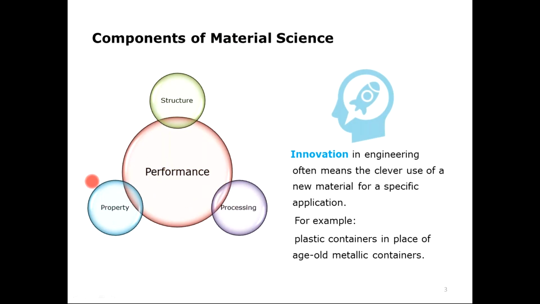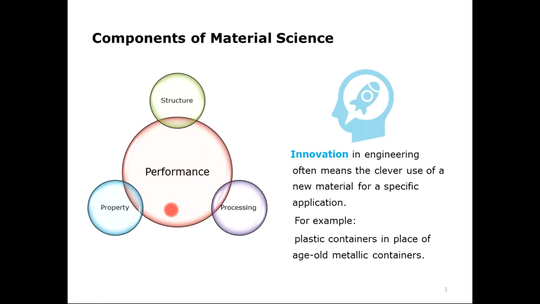So that's why, after research in processing, property and structure, the performance of the material is tried to be improved. Nowadays, in material science, the improvement of materials is to be done. So the word innovation is related to all the newer materials. Engineering often means the clever use of new materials for a specific application.